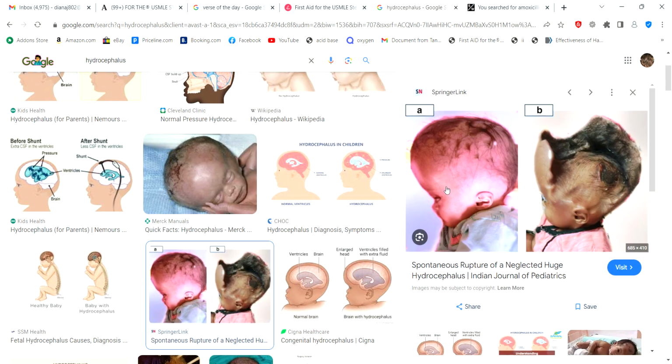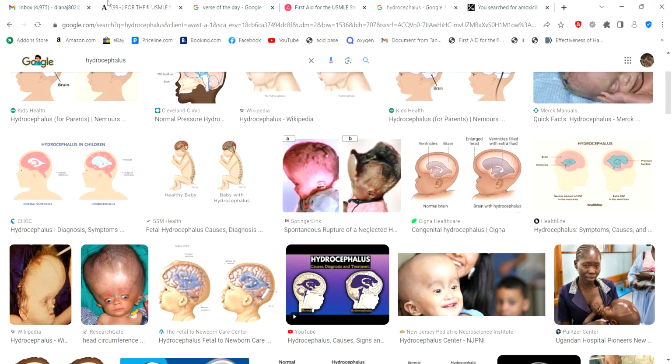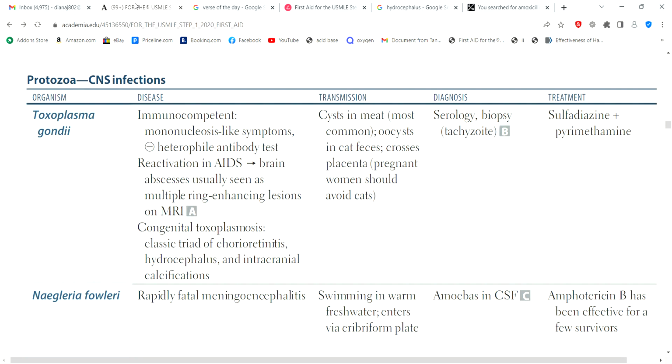See this? That is so sad. Spontaneous rupture or neglected huge hydrocephalus. Oh my gosh. How can you neglect? That's so sad. Oh my gosh.